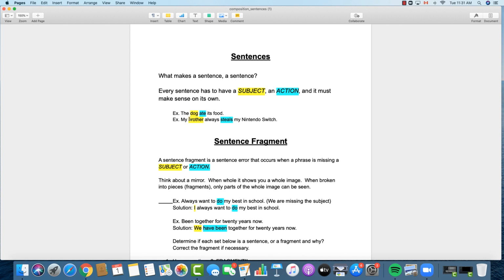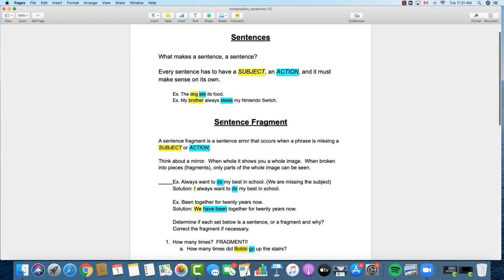Another example here: "My brother always steals my Nintendo Switch." I've got "my brother," the subject, and I've got "steals," which is an action. Does it make sense? My brother always steals my Nintendo Switch. For the most part, structurally, as long as you know what a Nintendo Switch is, this should make sense to most people. Therefore, we check off the subject, the action, it makes sense, bang, we've got a complete sentence.